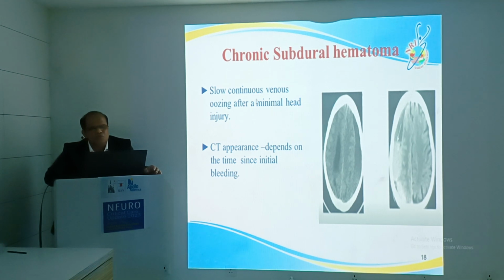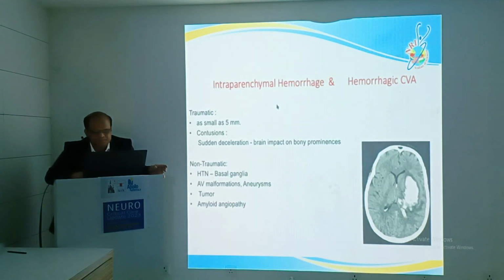This is because of slow continuous venous oozing after minimal head injury. So here there is an acute and chronic component, because both the whiteness is there as well as the black shades. For this case, which happened in our ICU, our neurosurgery team has done the burr hole. After that the patient has improved.